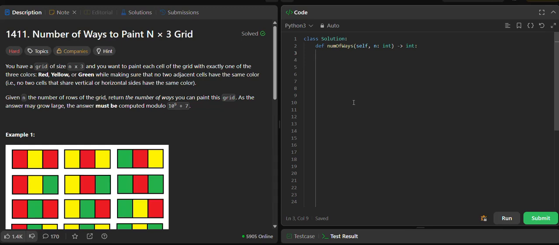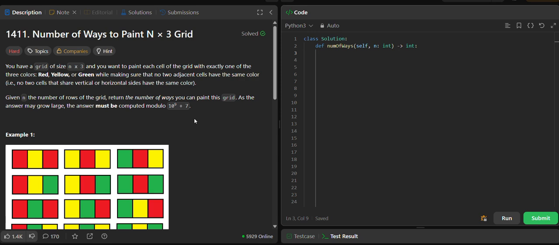I am Ritika and today we are going to solve the LeetCode daily problem, number of ways to paint n cross 3 grid. So let's quickly understand what the problem states. You have a grid of size n cross 3 and you want to paint each cell of the grid with exactly one of the three colors red, yellow or green, while making sure that no two adjacent cells have the same color. That is, no two cells that share vertical or horizontal sides have the same color. Given n, the number of rows of the grid, return the number of ways you can paint this grid. As the number may grow large, the answer must be computed modulo 10 to the power 9 plus 7.